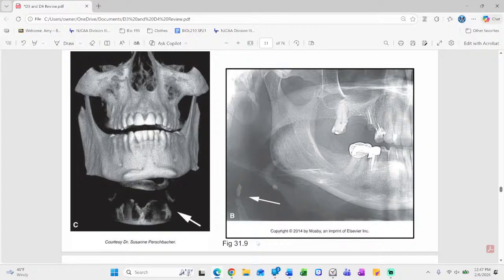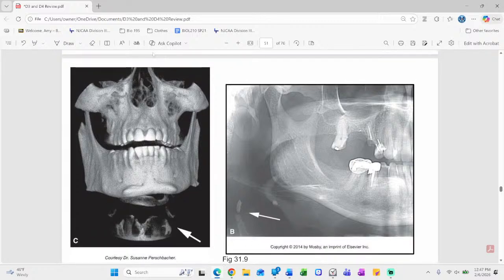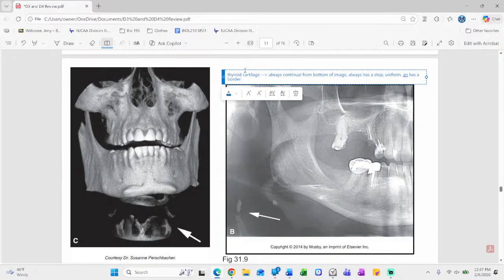Right? Thyroid cartilage is always continual from the bottom of the image, always. Carotid plaque may or may not be, depending on how much plaque has gathered. Thyroid cartilage always has a stop. It's always uniform. It has a border, always. Carotid plaque may or may not mimic that look, that shape. Okay, everybody good with that? You're going to be the ones who know when you get to your programs.